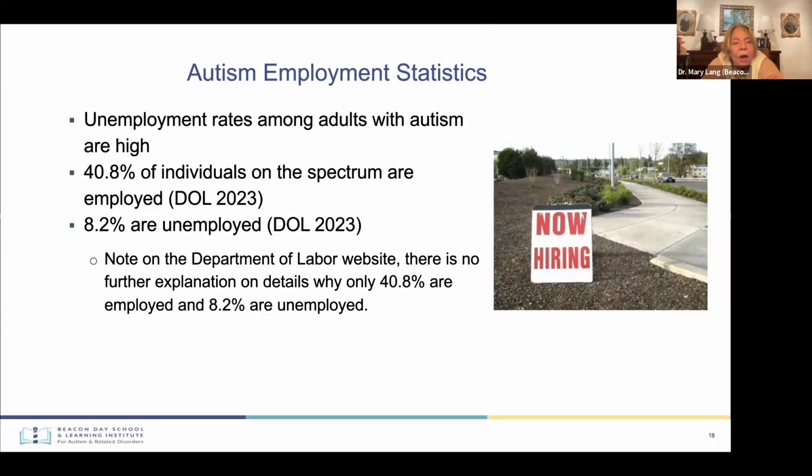8.2% are unemployed, according to the Department of Labor. Now, if you add those up, it comes to something close to 50%, which is not a good number. 50% of individuals, including my daughter, are not employed. And we don't really know the reasons why, and it needs to be further expanded.